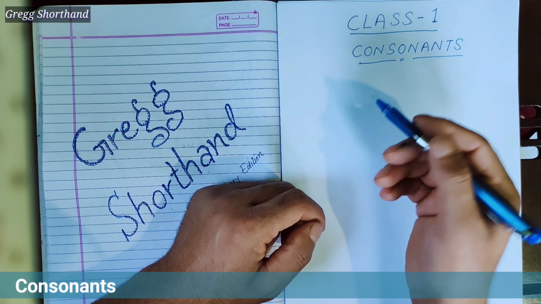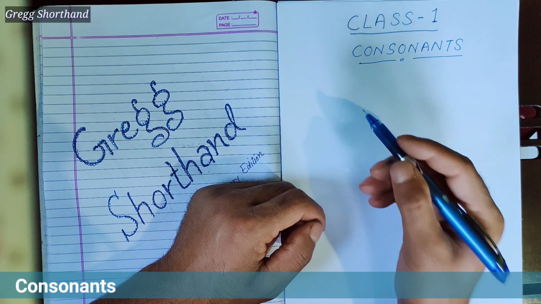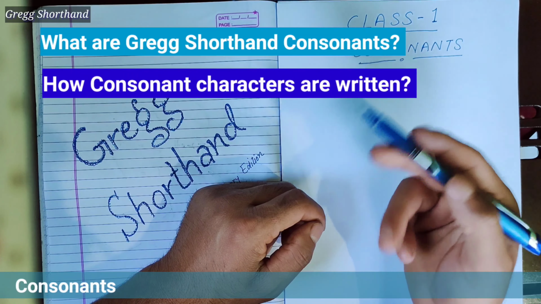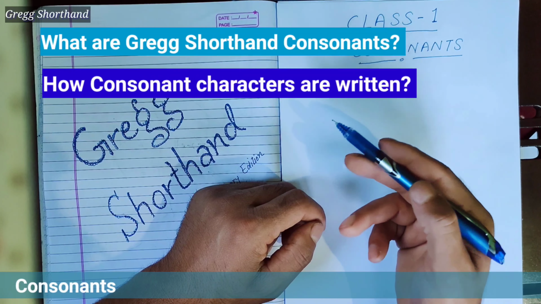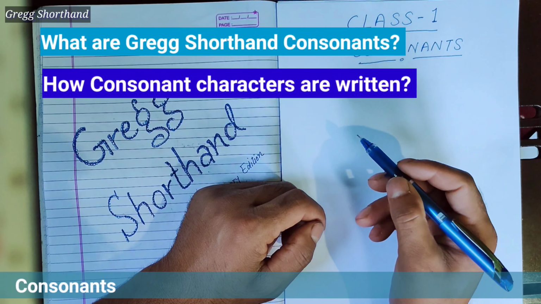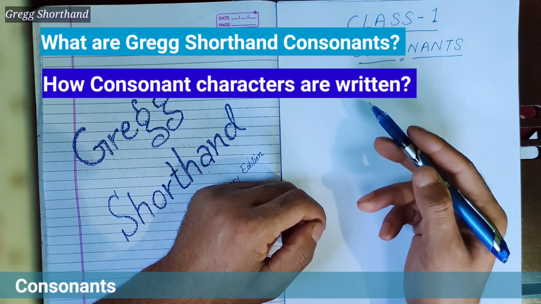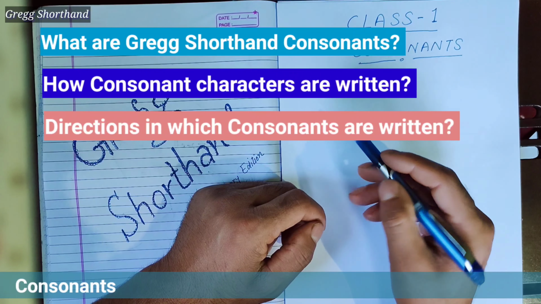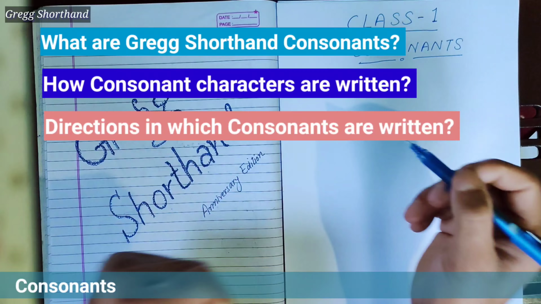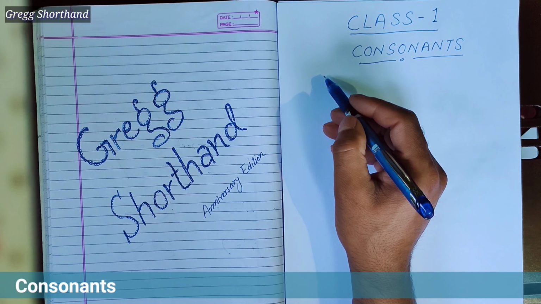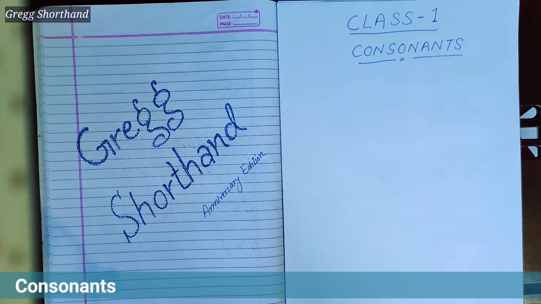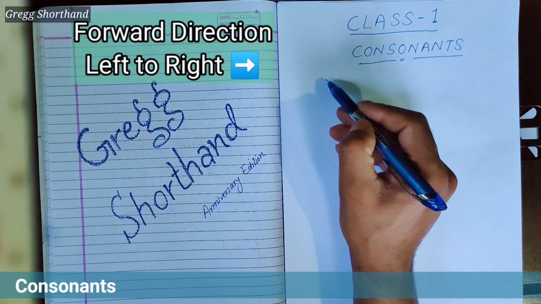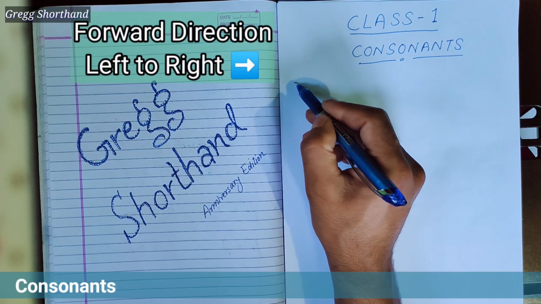We will talk about different things. Number one, what are the different consonants of Gregg Shorthand? Number two, how they are written. Here we will emphasize the characters, how a particular consonant is written. Number three, we'll talk about the direction in which different characters are written. Right? So first of all, we'll talk about the characters that are written forward from left to right.